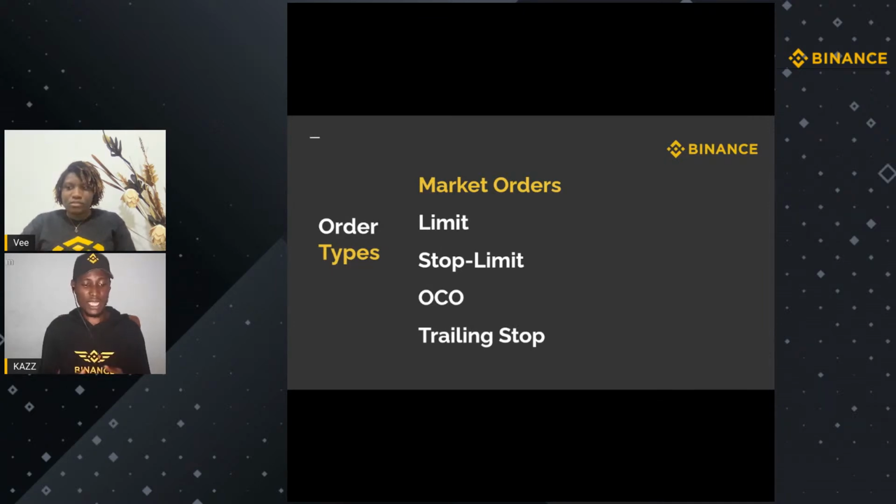An OCO order on Binance consists of a stop limit order and a limit order. So there are two order types in OCO, the stop limit order and the limit order. Both orders must be either buy or sell orders. You cannot set a buy and a sell order in OCO. Both of them have to be either buy or sell orders. If you cancel one of the orders, because you're going to have two orders set on your order page, the total OCO order will be cancelled.